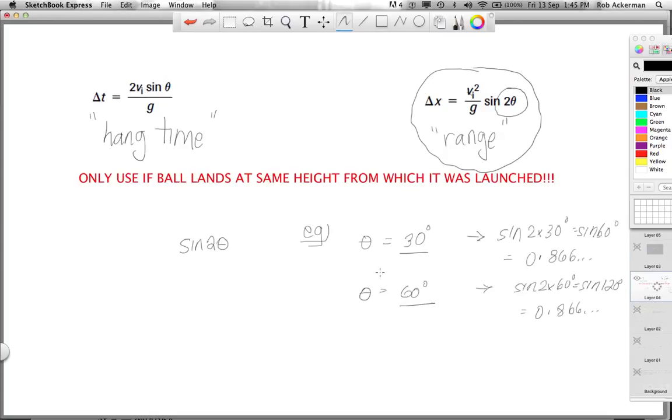Just to go back, what would be two other angles that would do this? I'll give you a hint. Suppose you started with 15 degrees. You'd get the sine of 2 times 15, which is the sine of 30, and the sine of 30, of course, is 0.5. What other angle would get you 0.5 for its sine ratio? I'll let you pause the video and think about this.